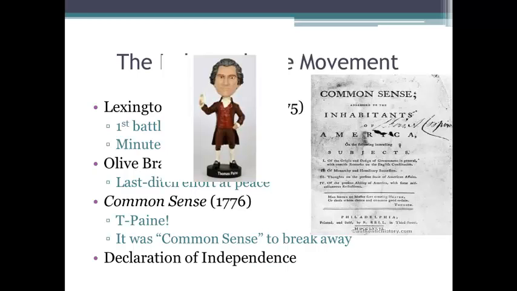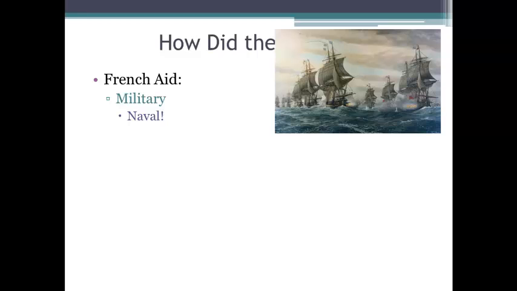Then we have the Declaration of Independence, July 4th, 1776, written by Thomas Jefferson. Okay, so this war goes on for 8 years. How on earth did this little upstart country of the United States actually win? Well, there was another country that played a very important role, and that was the French. They provided aid, both military aid, but especially naval aid. And there was this guy, the Marquis de Lafayette.